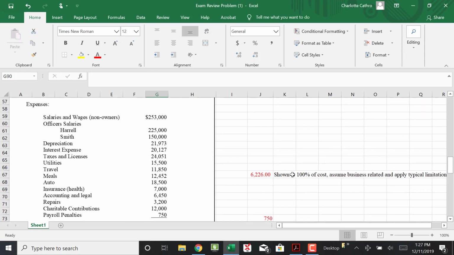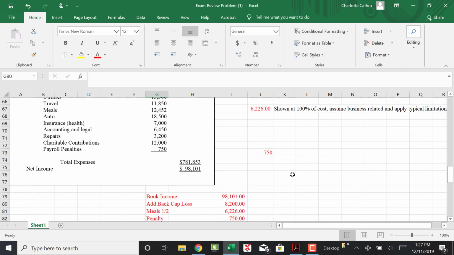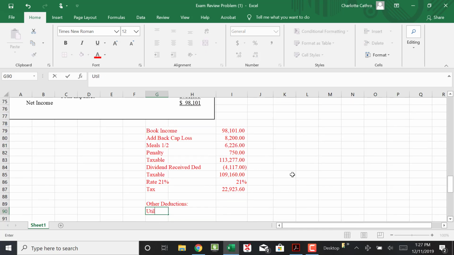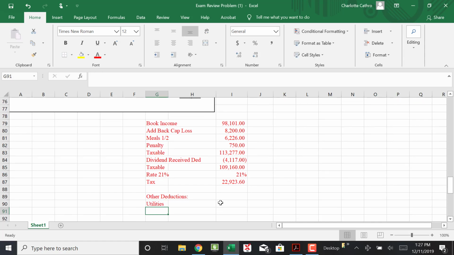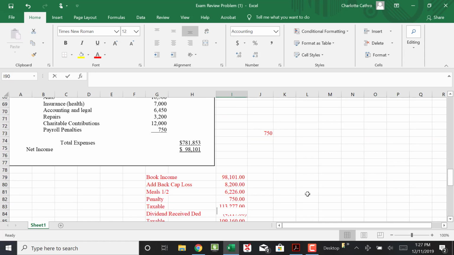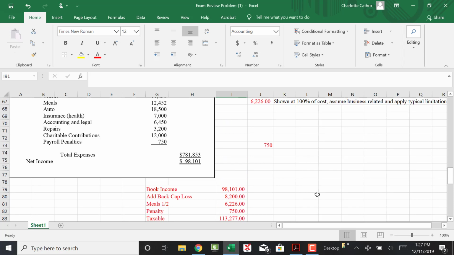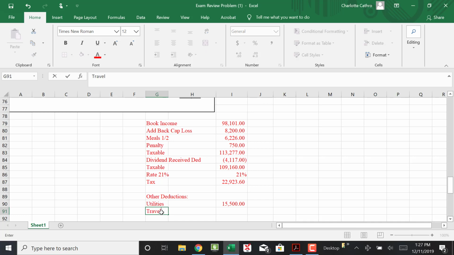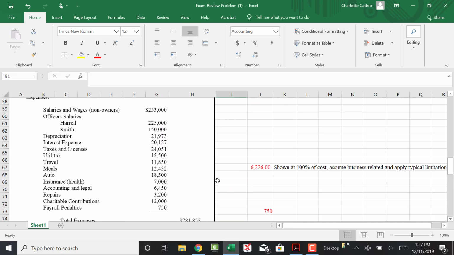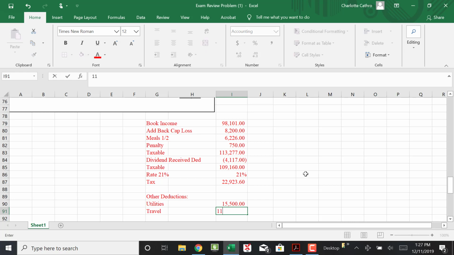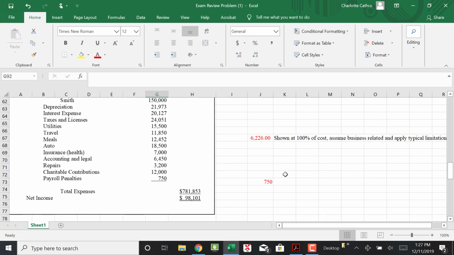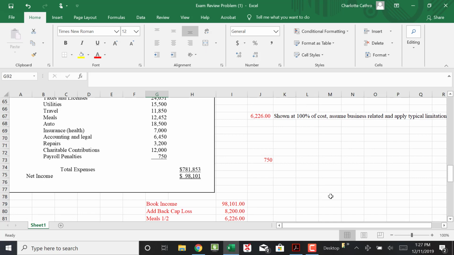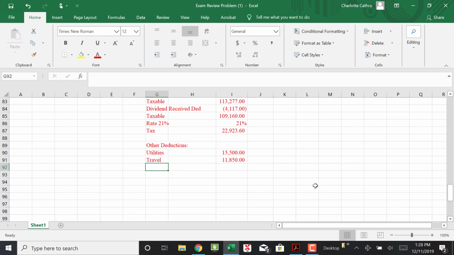Okay, so what do we have? We have utilities didn't have their own place. Utilities, and those were $15,500. We had travel didn't have its own place. And that is $11,850. Half the meals, so the other 6,226, we're going to put on the other deduction line, but only at the amount of half, which are deductible.